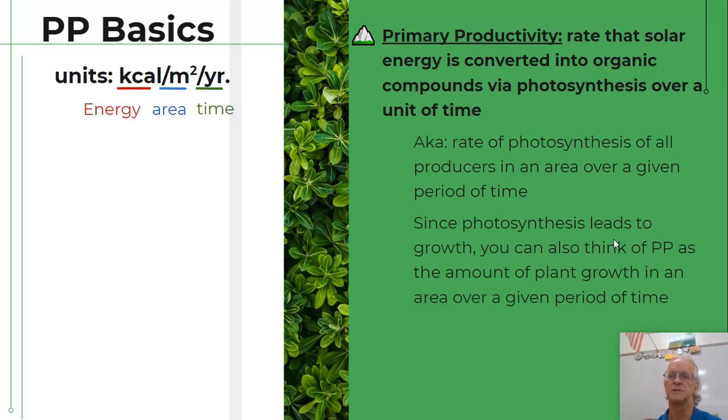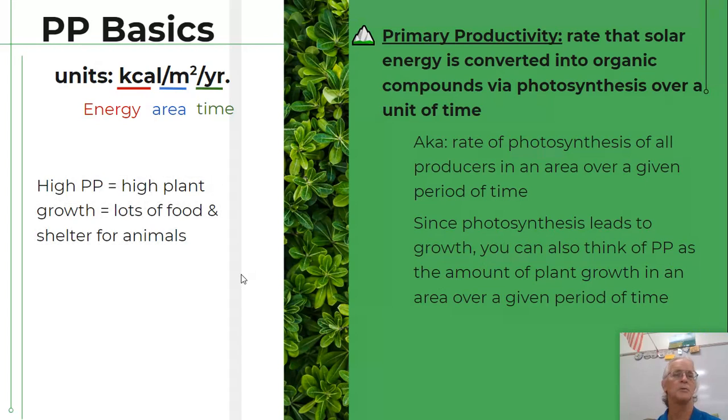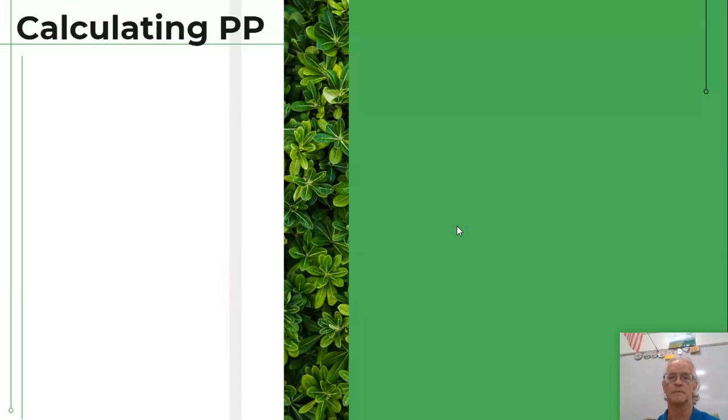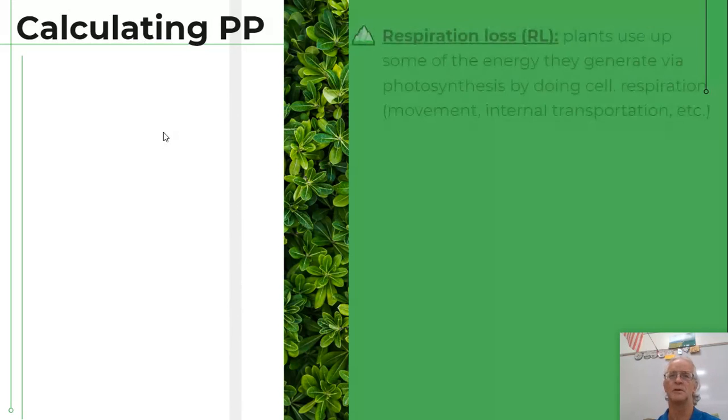Since photosynthesis leads to growth, you can also think of primary productivity as the amount of plant growth in an area over a given period of time. High primary productivity means high plant growth, which means lots of food and shelter for very, very happy animals. Ecosystems with high primary productivity are usually more diverse, with a higher biodiversity of species than ecosystems with low primary productivity. So how do you calculate it?